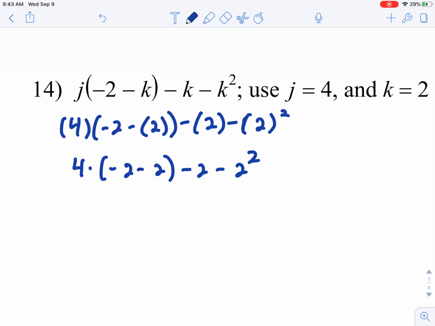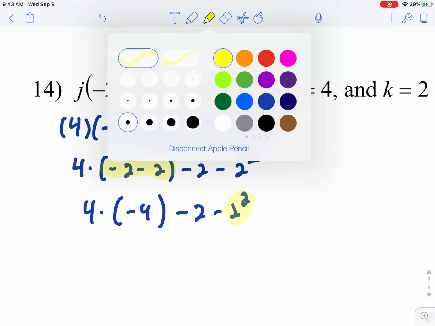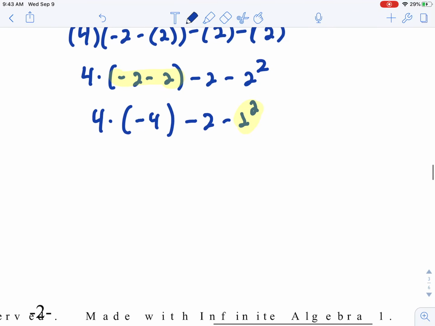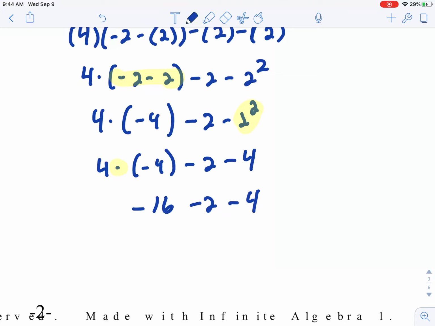So parentheses first. We have parentheses right here. -2 minus 2 is -4. After parentheses is exponents, we have an exponent right there. 2 squared is 4. 4 times -4 minus 2 minus 4. After exponents is multiply or divide. We have multiply right here. 4 times -4 is -16 minus 2 minus 4.